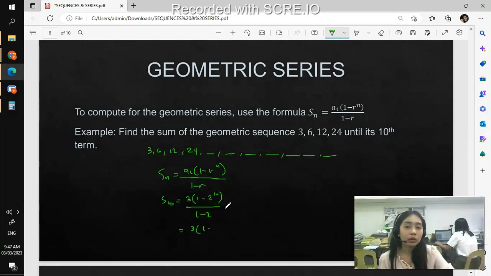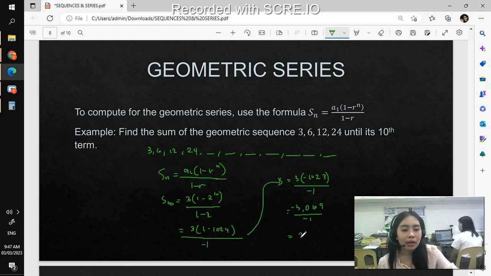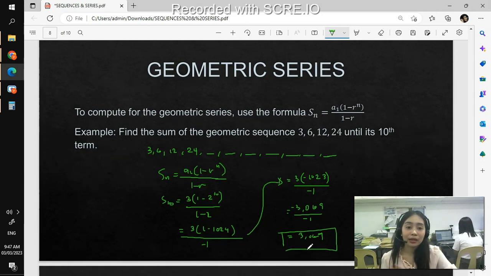That means the base 2 will be multiplied by itself 10 times. That will give us 1024 all over negative 1. 1 minus 2 gives us negative 1. Okay, so we have here 3 times 1024 minus 1, that gives us negative 1023 all over negative 1. Okay, we simplify, this becomes negative 3069, divided by negative 1, that gives us positive 3069. There, we already have the answer.